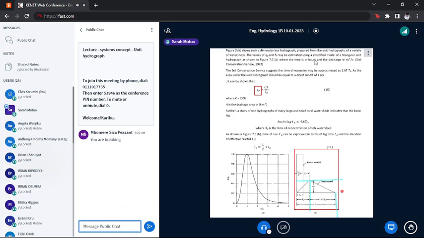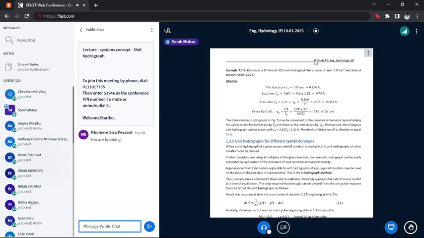Because now you see here we have a continuous line, but when we are extracting this kind of data, we want to know meters cubed in the first hour, in the second hour, and so on, in each hour. So we have an example. We are required to construct a 10-minute SCS unit hydrograph for a basin of area this and time of concentration 1.25. So what do we need?